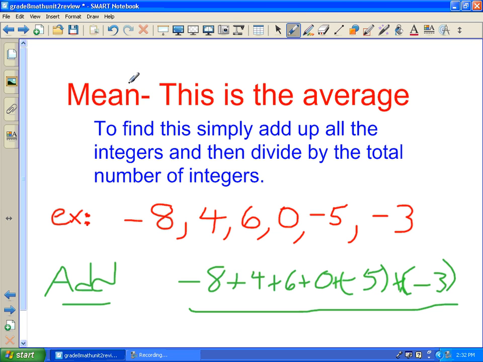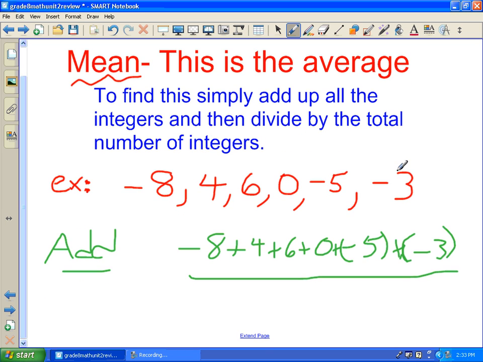One last thing in this unit. You will need to know how to calculate the mean, and this is the average. To find this, you just simply add up all the integers, so whatever numbers you have, you add them up and then divide by the total number of integers that you had. So if you added up 6 numbers, you divide it by 6. If you added up 20 numbers, you divide it by 20. So let's add up all of our integers here first.